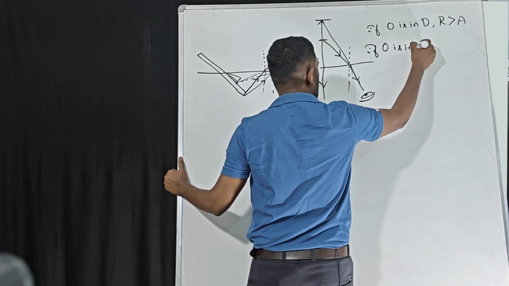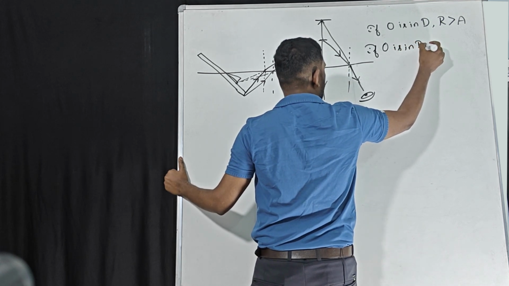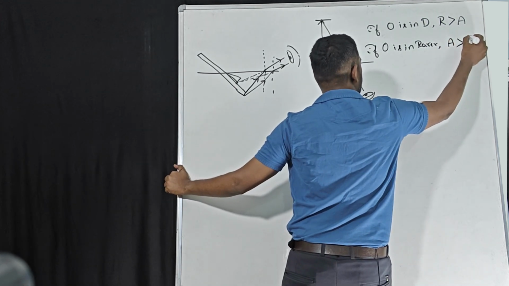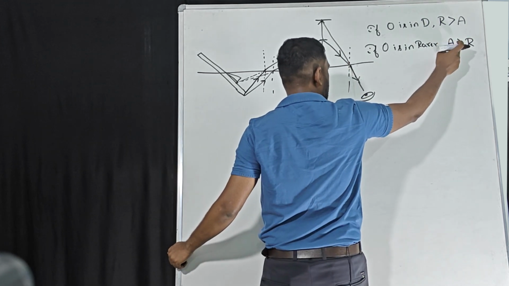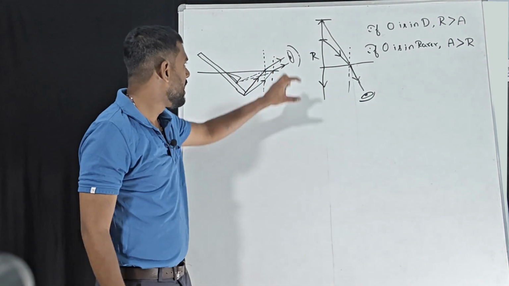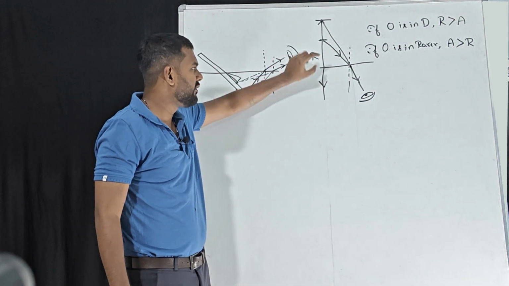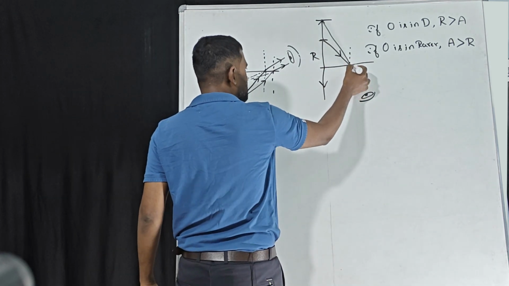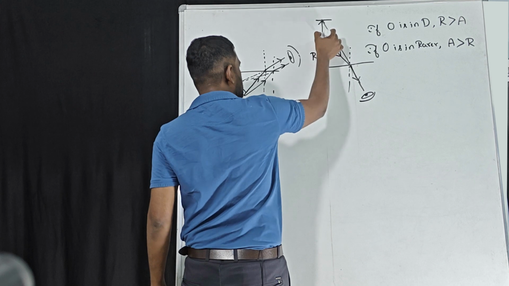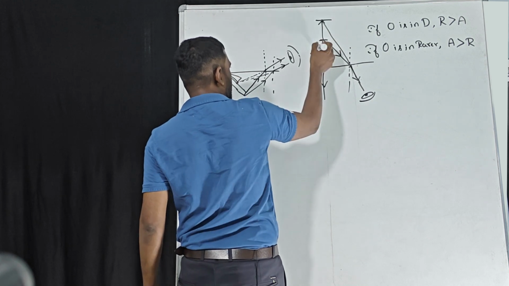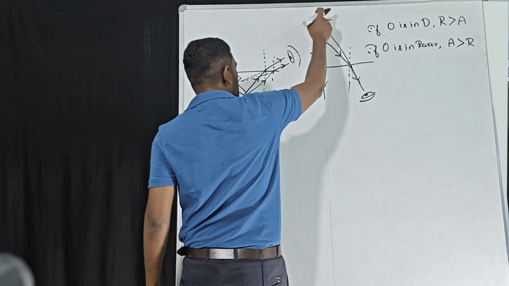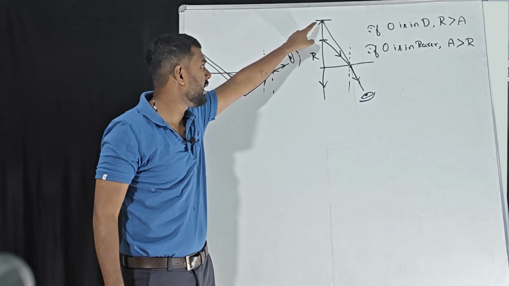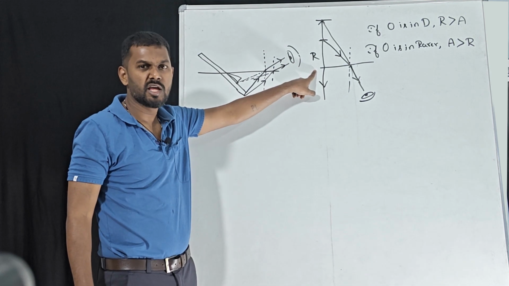If the object is in a rarer medium, then apparent depth A will be greater than real depth R. A is apparent depth; it will be greater than the real depth. See, this is the height of the plant, correct? If the observer sees from this point, this is how it is getting refracted. If you extend this refracted ray, wherever these two are going to meet, intersect at the same point, that complete height from the top end till the surface is considered as apparent depth.